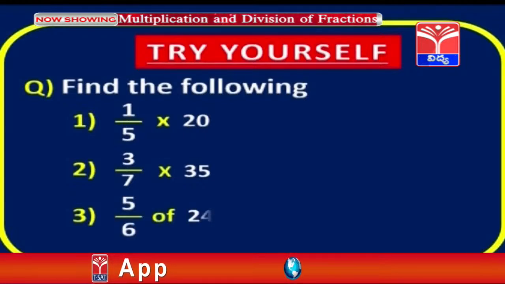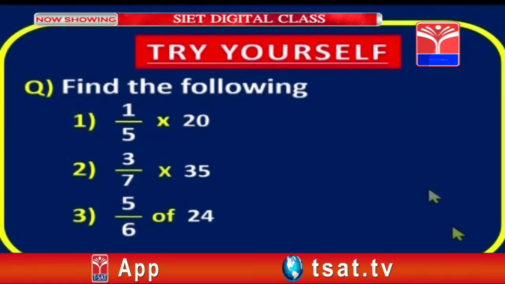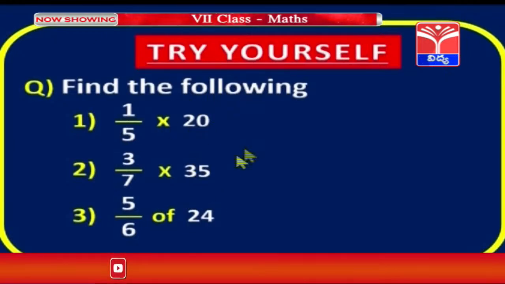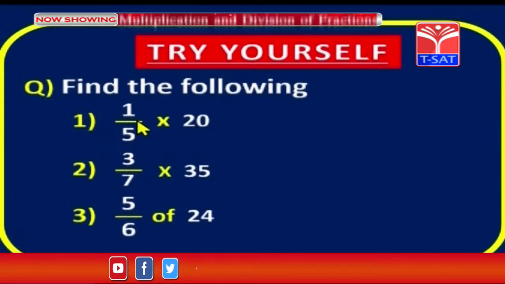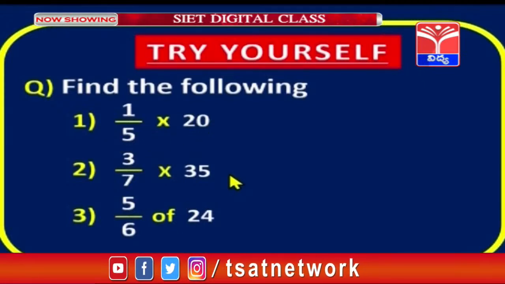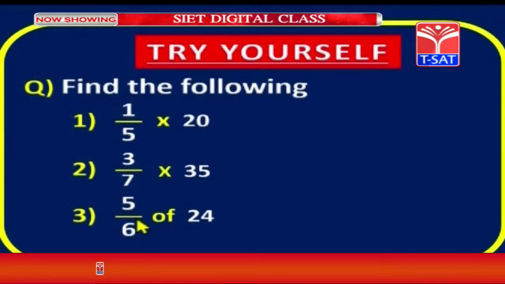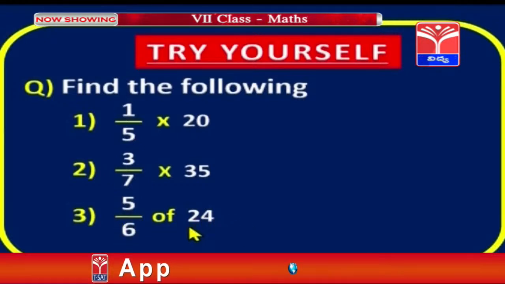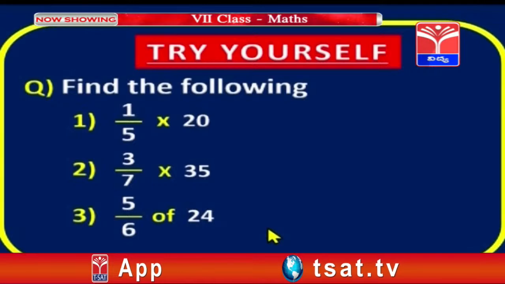5 by 6 of 24. So here I have given 3 problems. These 3 problems you have to solve. What is the first one? 1 by 5 into 20. Second one, 3 by 7 into 35. Third one, 5 by 6 of 24. So what is of? You have to take into.